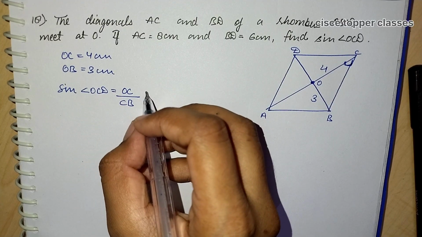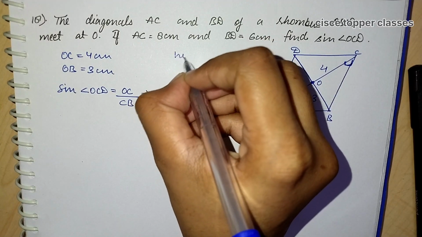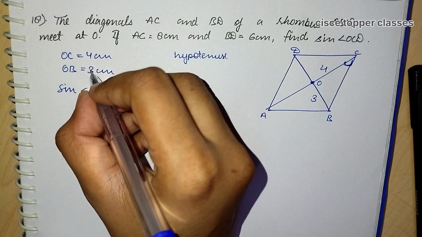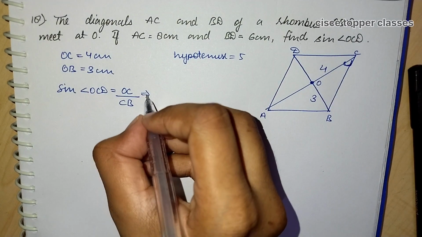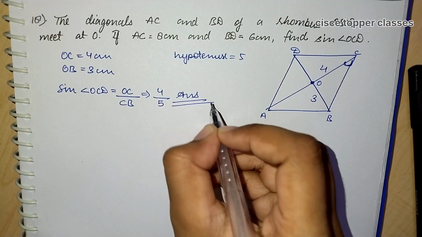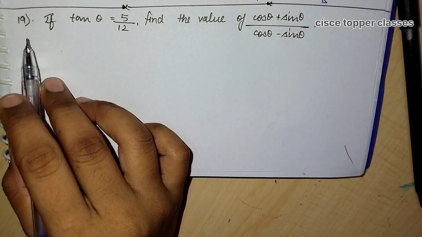So if we write the hypotenuse, this will be 5, means by Pythagoras theorem if we apply we will get the hypotenuse as under root of 4 square plus 3 square, which is 5. So here OC we know 4 and this will be 5. So this is the final answer of the 18th question and this is the solution of this question. Let us solve here 19th question.